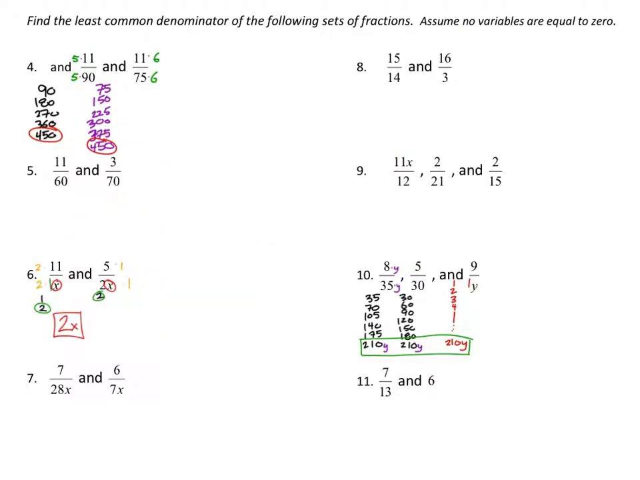Now, I want to point out on number 9, us math people, we're kind of tricksters this way. We put that 11x there, but it's in the numerator. So don't let that mix you up. That is not going to affect how we find common denominators. It's not even a denominator, so don't worry about that too much.